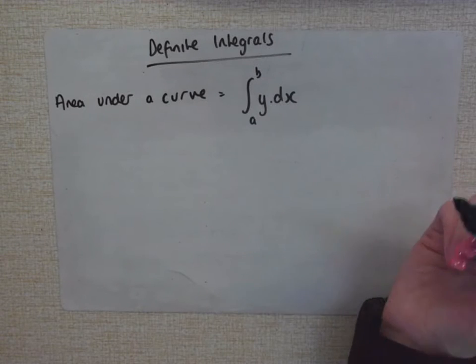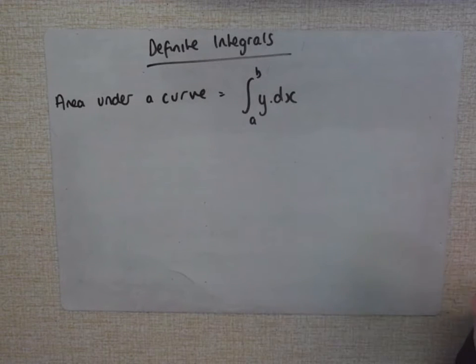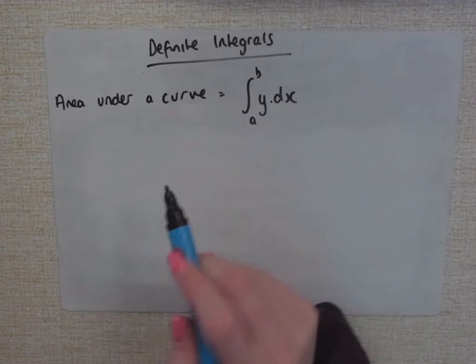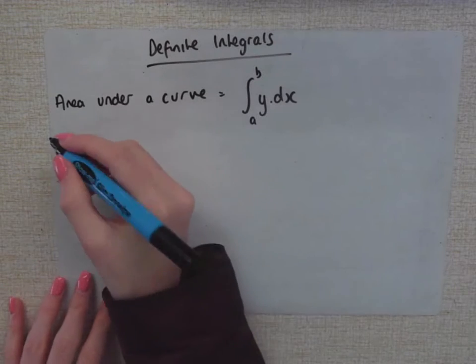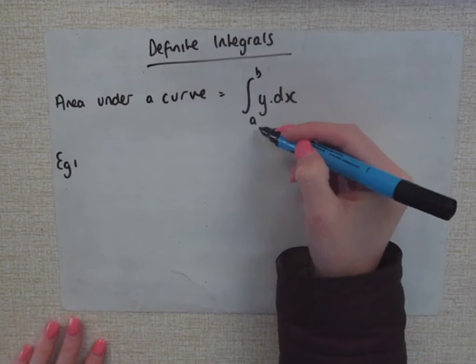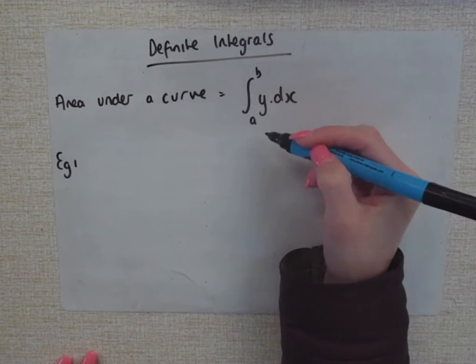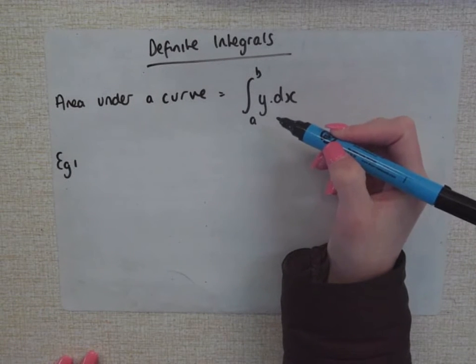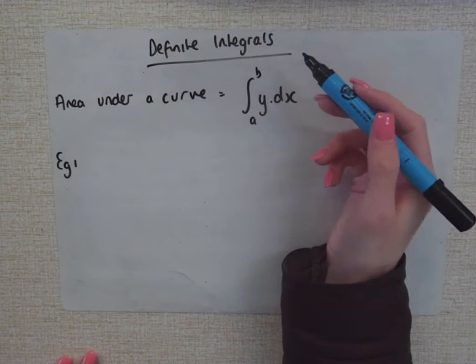Now, a definite integral doesn't have your constant of integration. It doesn't have a c, okay? An indefinite integral has a constant of integration, okay? So we'll just do an example of finding the definite integral from a to b. These are called your limits of integration, okay? So it's from 1 to 5, or something like that.